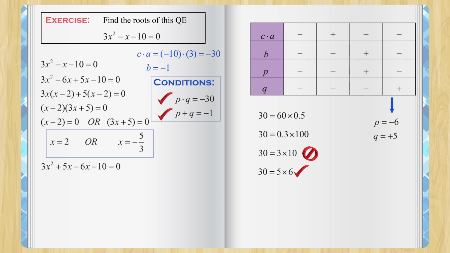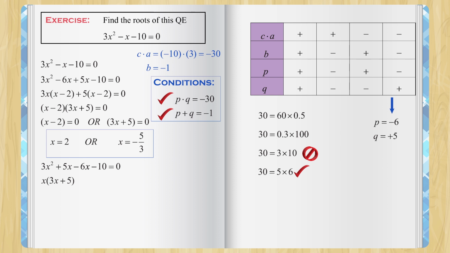3x squared plus 5x minus 6x minus 10 equals 0. First two terms are 3x squared plus 5x. The only thing that is common is x. So, x and then inside brackets we have 3x plus 5. Remember, the first two terms will always have a common factor of x. There could be more in common, but 1x is always common. Now, the third and the fourth terms are -6x minus 10.